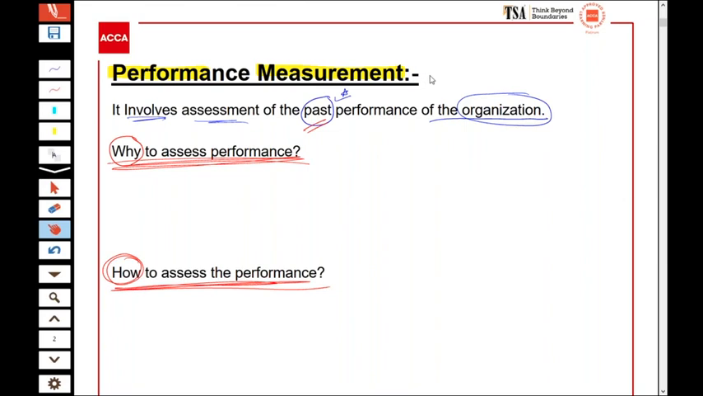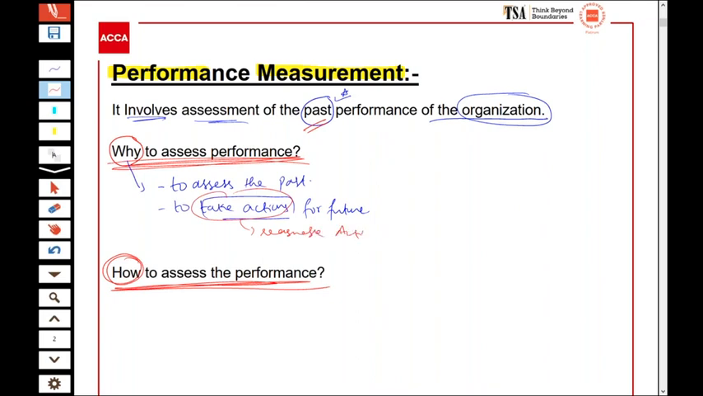Why are you actually analyzing the performance of the organization? The answer is that we are analyzing the performance to assess the past, and to take reasonable actions for the future. Why? Because based on my past performance, that is the feedback.